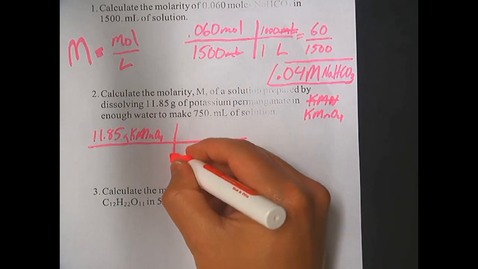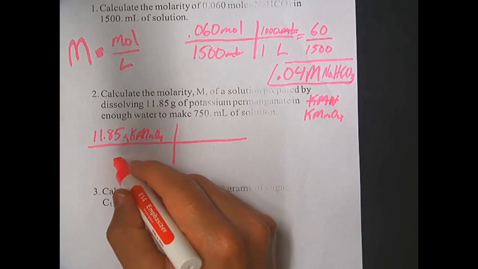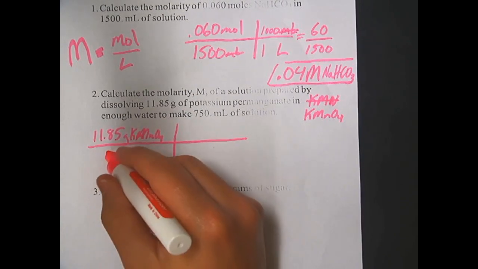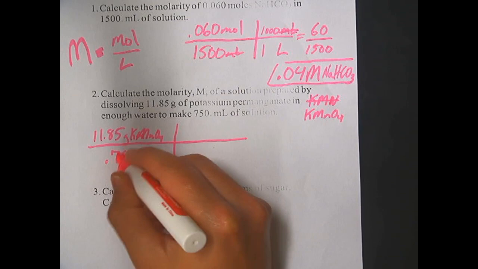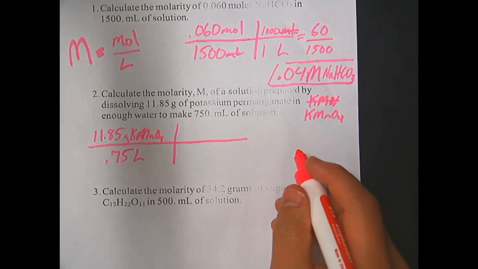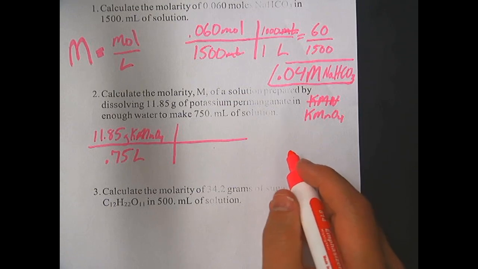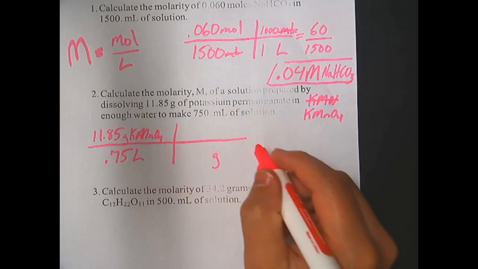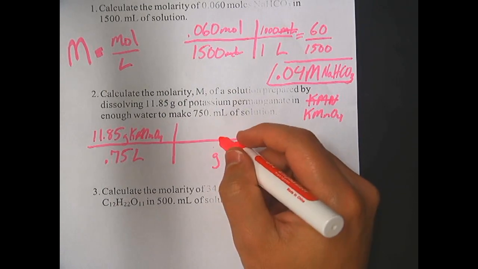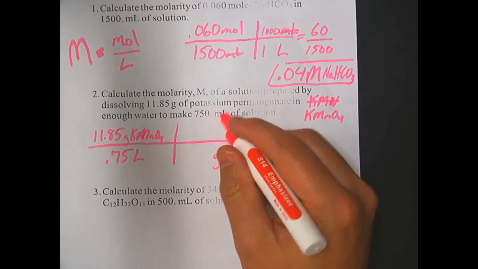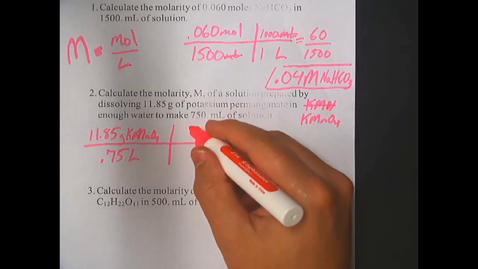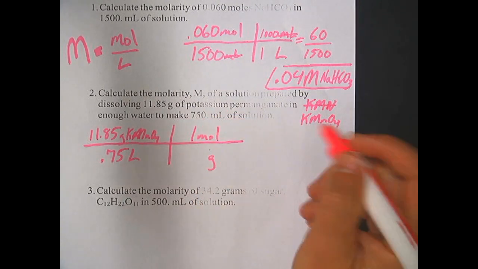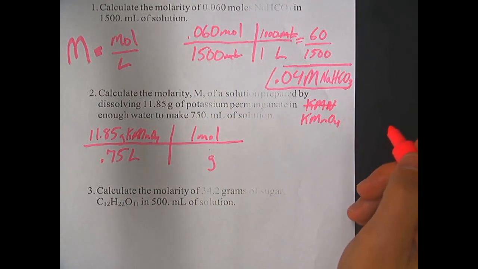and what I could do already is go ahead and put the volume down here. I know 750 milliliters is 0.75 liters. So all I need to do is convert these grams to moles. Grams is here, so I know grams goes down here. What do we use to go from grams to moles? That's right, we use molar mass. Remember, molar mass is always per 1 mole.